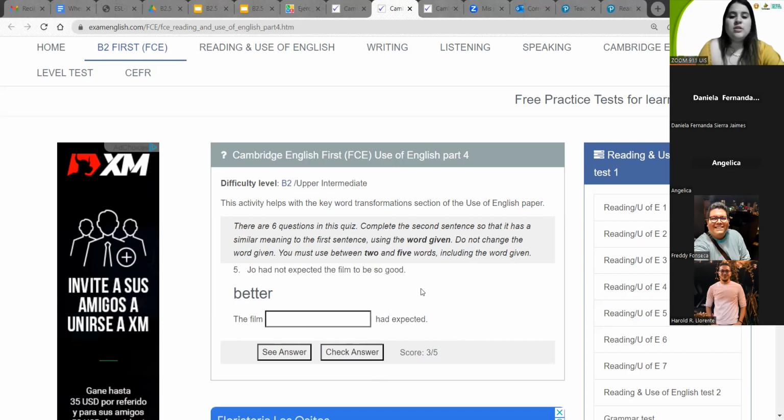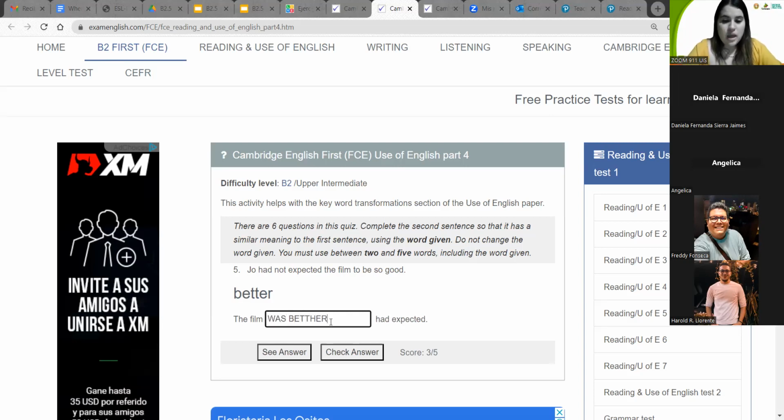Number 5. Joe had not expected the film to be so good. And then we have to use the word better. The film was better than... expected. So let's analyze. You have to be careful with the tense. It says Joe had not expected the film to be so good. So it's past.